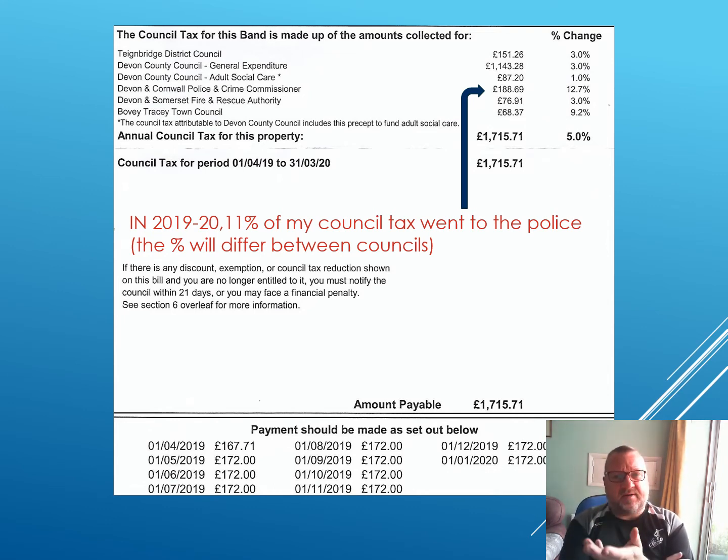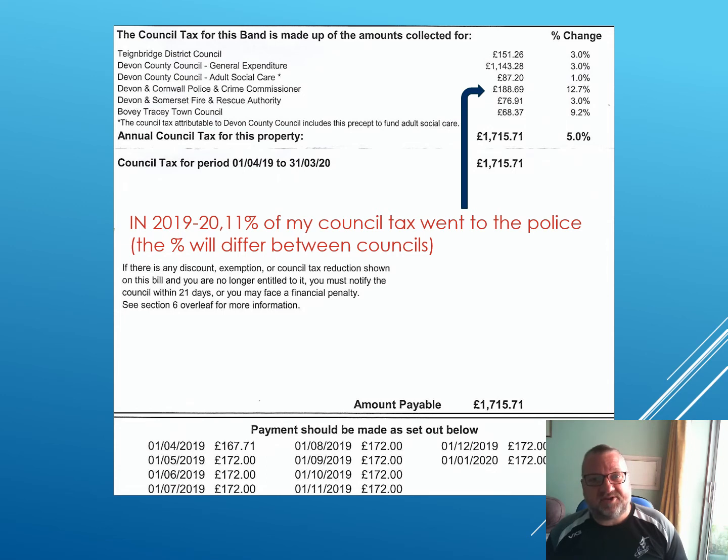So £188 of my £1,715, so 11%, was directly given to the police for their work in my council area. And the point I want to make here is that obviously different councils will spend different percentages on the police. But it's worth noticing, if you look at this column here, that there was a 12.7% increase in funding from the council tax from the last year.